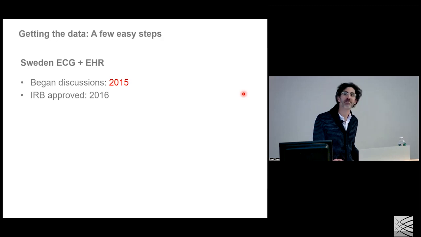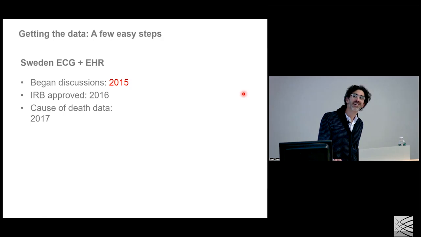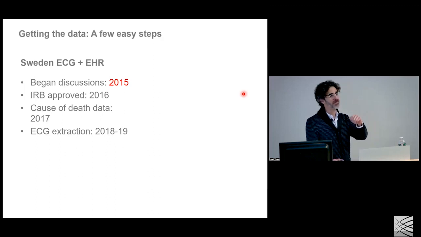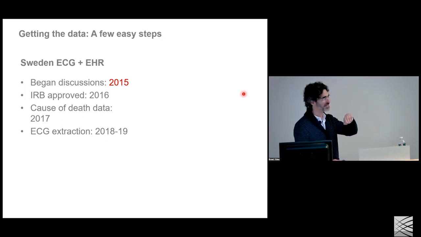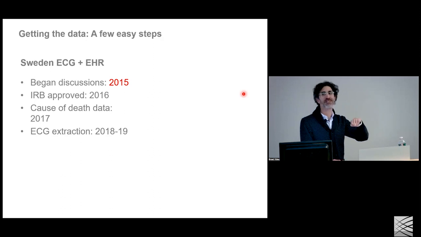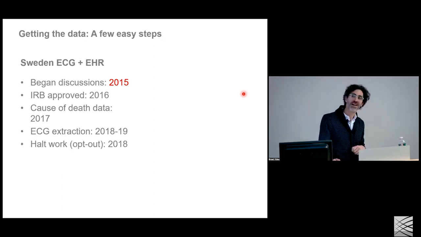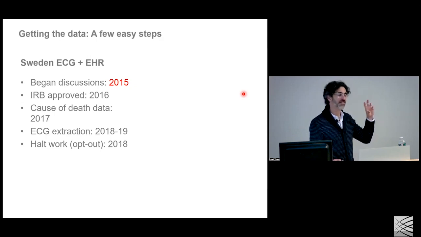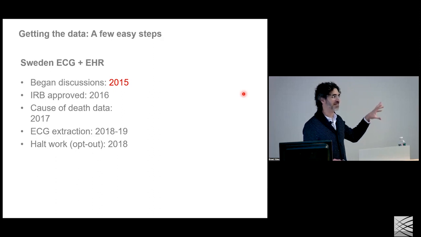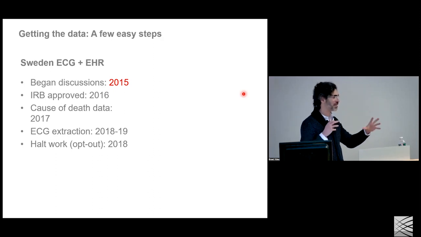We got an IRB approved. It took a year to get permission to merge in the cause of death data. Then we had to pay Philips to extract the ECG data. That was super painful and a little expensive. They finally did that. At some point, someone in the region decided that people needed to have the right to opt out of being in this data set if they didn't want to be in it. So all work stopped until they could notify everybody and give them the chance to opt out.